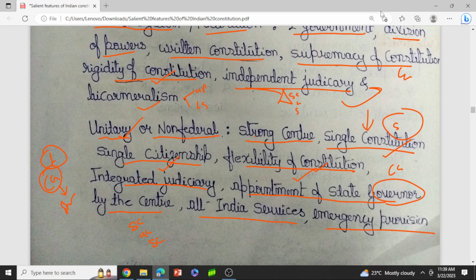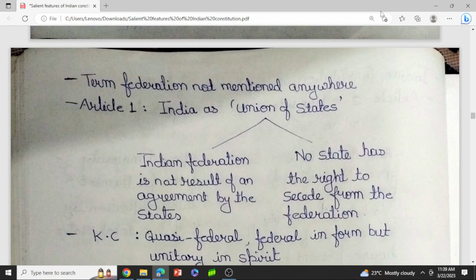Next, moving on. The term federation is not mentioned anywhere. Article 1 describes India as a Union of States. Though we call it a federal system, in the Constitution federation is not mentioned anywhere. It is said that our system is federal because there are both a central government and state governments, but it is not mentioned anywhere in the Constitution. But Article 1 says India is a Union of States, that is, India is formed by joining different states together.